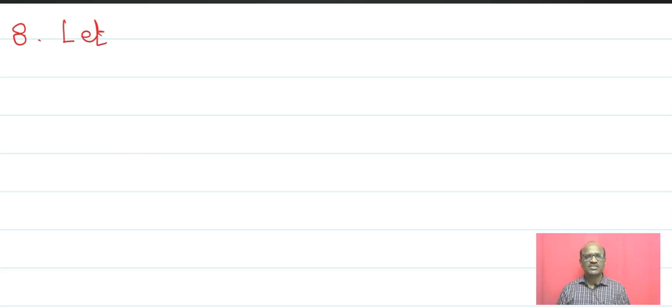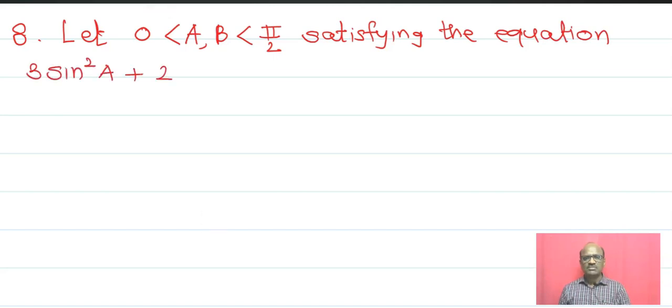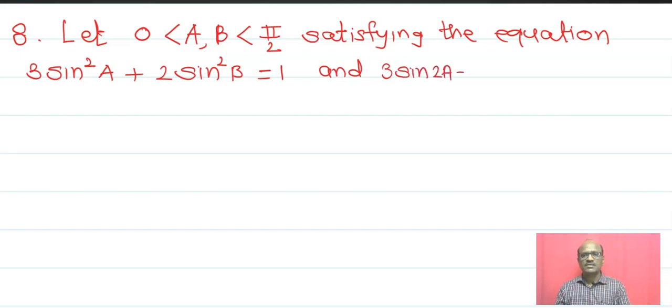Now the next question is question number 8. Let the angles A and B lie between 0 to pi by 2, that is, they are acute angles, satisfying the equation 2 sine square A plus 2 sine square B is equal to 1, and 3 sine of 2A minus 2 sine of 2B is equal to 0.